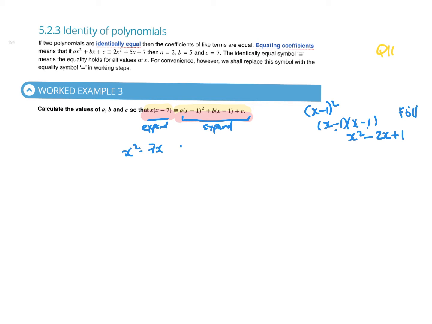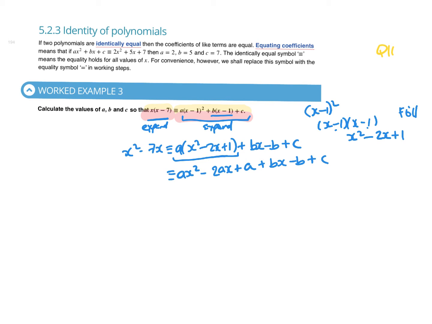And so that means that we have x squared minus 2x plus 1. And the second bracket that we have to expand out is this one. So it's bx minus 1 lots of b, and then plus c. So we're not done yet. We need to continue to expand this one here, which is ax squared minus 2ax plus 1 lot of a, which is just a. And then we've still got all these other tacked on terms. And that is still equivalent to x squared minus 7x.